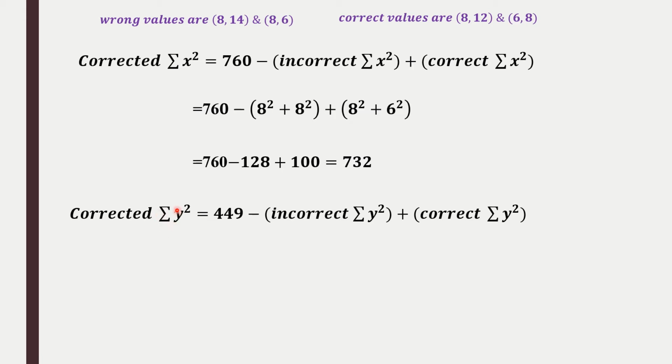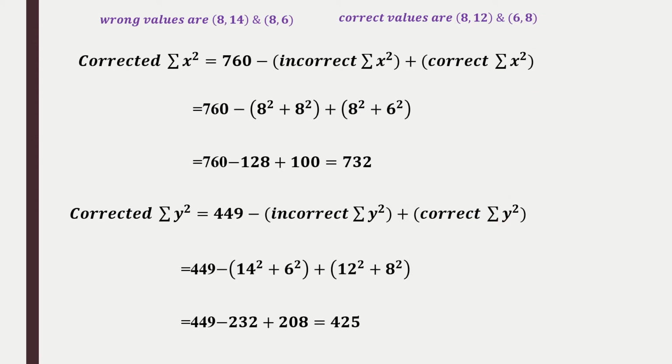Similarly, summation y square. This is the value given in the problem. Subtracting the incorrect y square. So 14 square plus 6 square has to be subtracted and 12 square plus 8 square has to be added. We get the answer as 425.